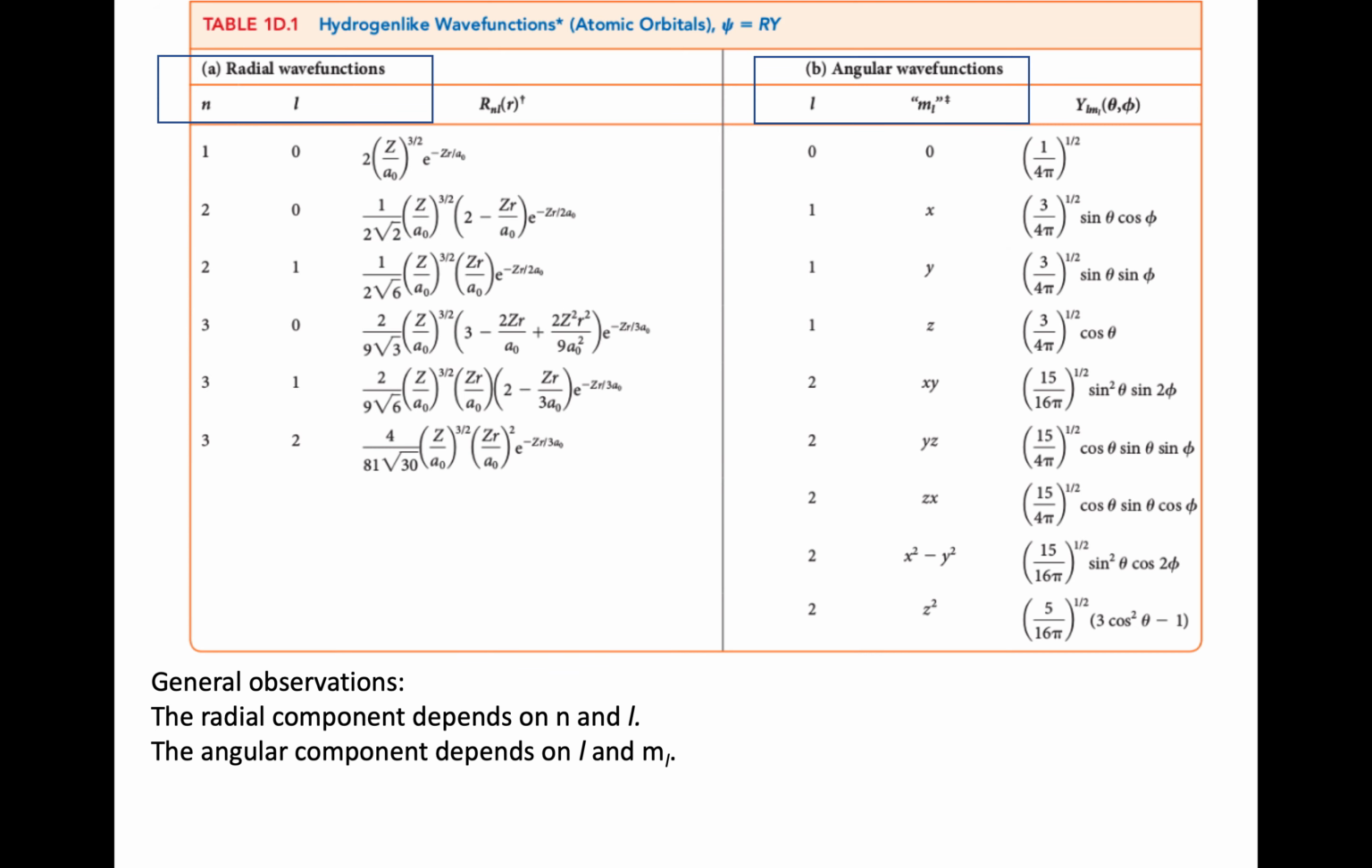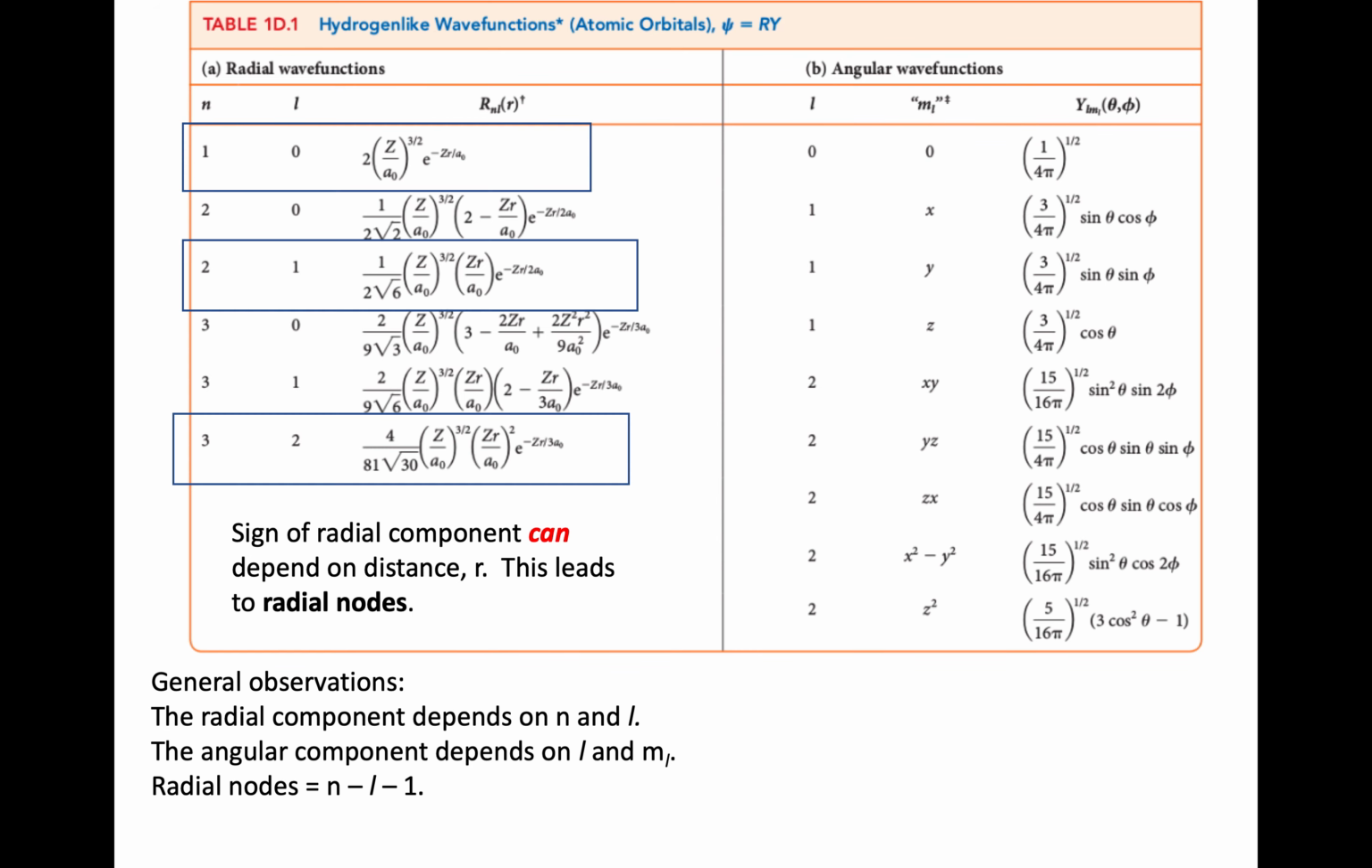A few general observations. Even though we have perhaps some very complex mathematics being shown here, let's connect it with what we know when we have our simple rules describing the quantum numbers. The radial component depends on the n and the l value. The angular component depends on an l and an m sub l value. We have different what are called radial nodes. If we look at the radial component, if we start from the center and move out, the sign of that can depend on the distance. This leads to radial nodes.